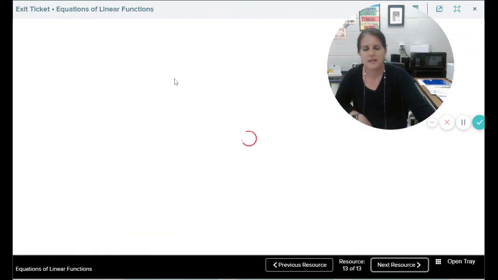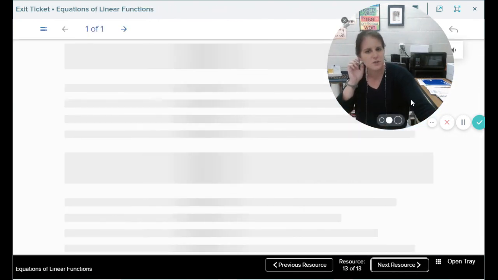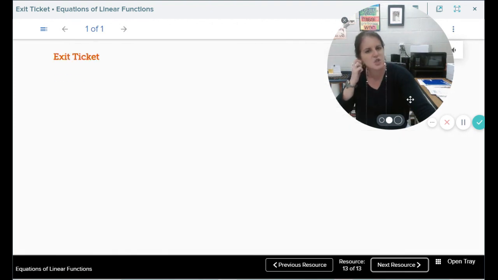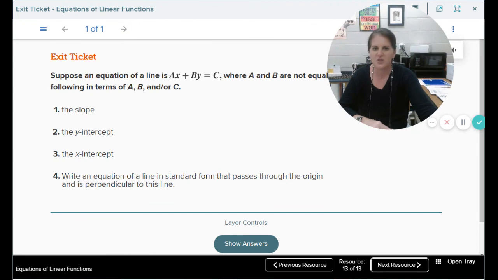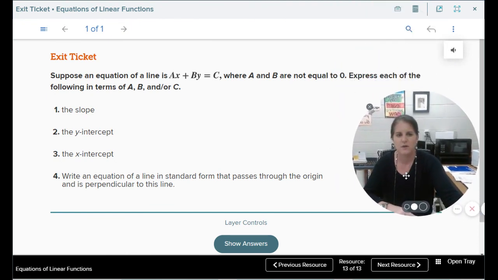All right, so exit ticket. I'm going to post this on here. You guys can try it, and then I'm going to post the answers. So obviously you need to pause it, try it, and then check your work.